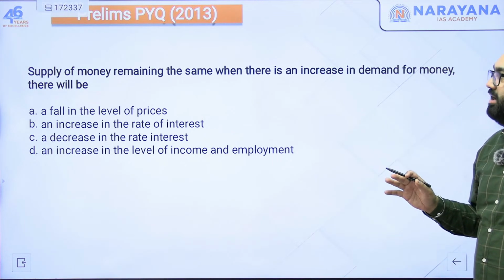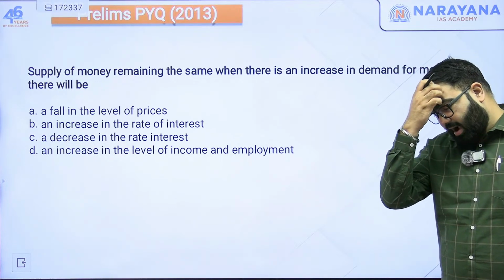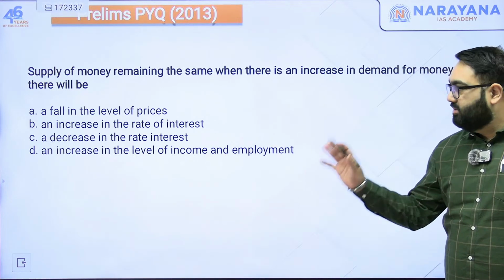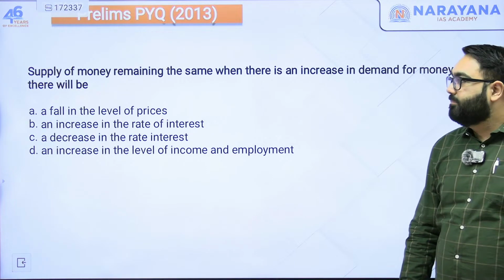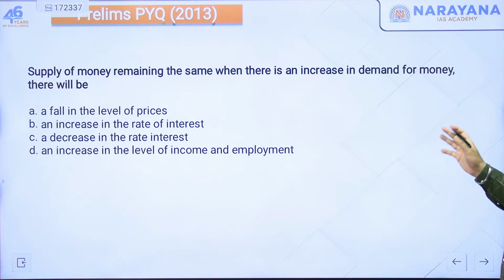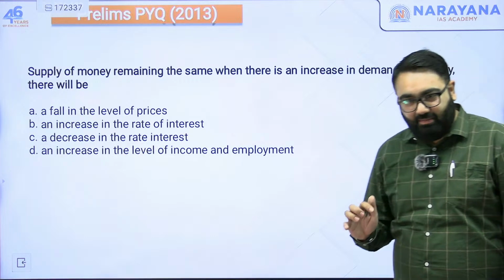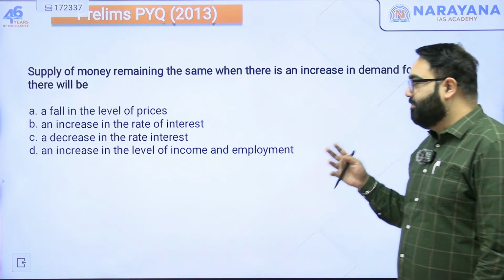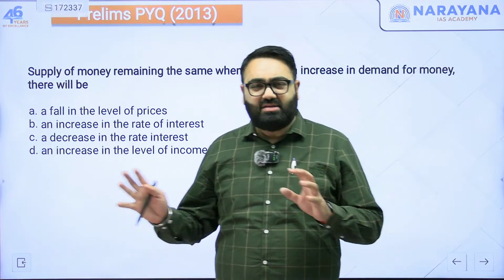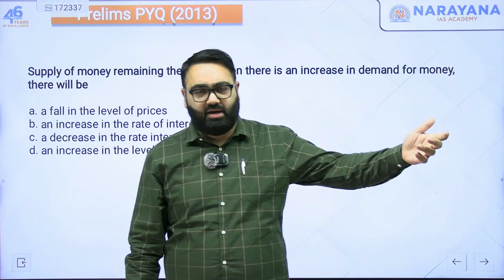It's a question asked in Prelims 2013. You can pause on this screen, read the question carefully, mark your answer in the sheet of paper that you would have, and once you're done that, you can play again. So the question here is, supply of money remaining the same, when there is an increase in demand for money, what will happen? So again, the supply of money is the same and there is an increase in the demand for money, what will happen? Now please understand this. The money supply remaining the same is the same kind of an example that we took for onions or tomatoes in the market.